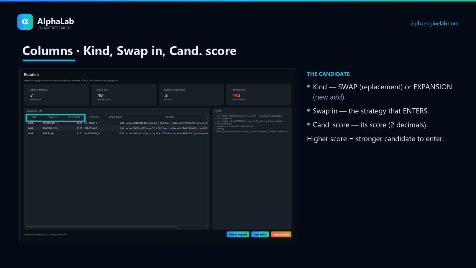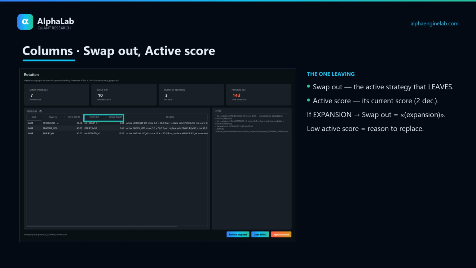In the first row of the example, the candidate enters with a score of 93.19. The next 2 columns describe the strategy that leaves. Swap out is the name of the active strategy being retired in a swap, for example UK 100 GBP on D1. If the decision is an expansion, nobody leaves, so this cell shows the label in parentheses, expansion. Active score is the current score of that active strategy, also with 2 decimals.